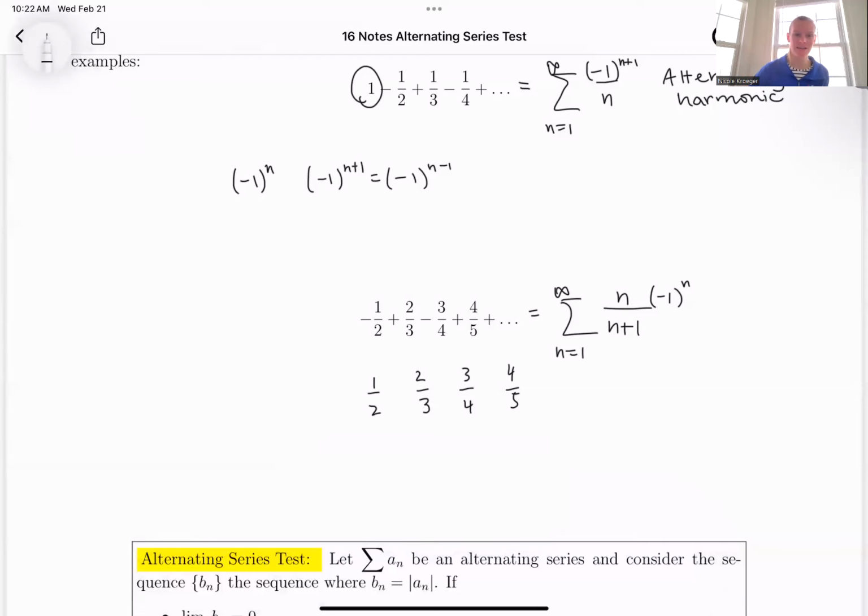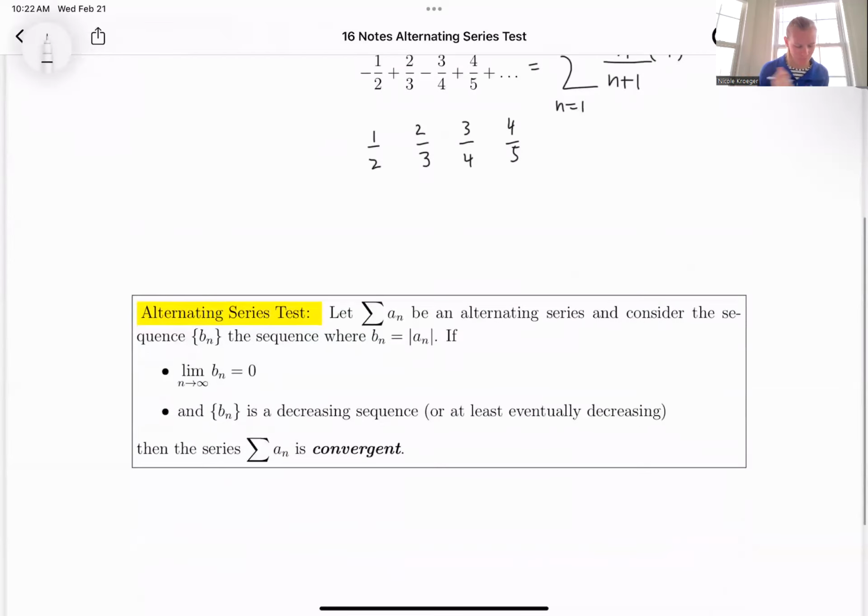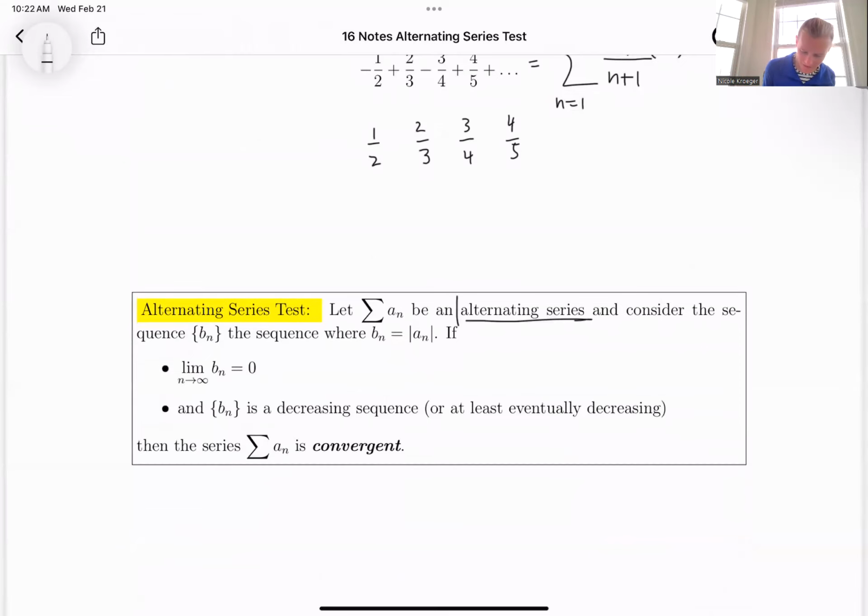So that is the alternating series test. The alternating series test has 3 conditions that we have to check. The first condition is that we have to be working with an alternating series. The alternating series test does not work if our series is not alternating. Imagine that. So check to make sure your series is alternating.